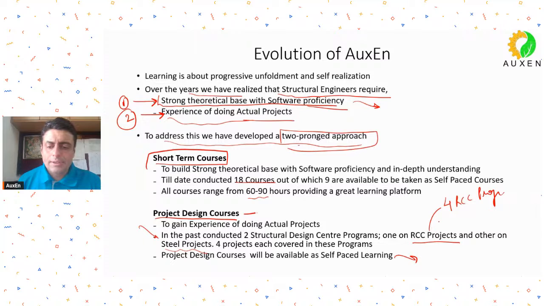For example, a participant wants to take up the pedestrian steel bridge course, and he does not want to attend, let us say, RCC commercial building course. So he or she has the freedom to do so. So that is the intention behind now starting with these project design courses, that these will cover only one project, and the participant will have the freedom to join whichever project they want to join.